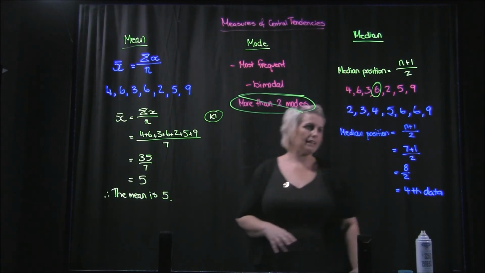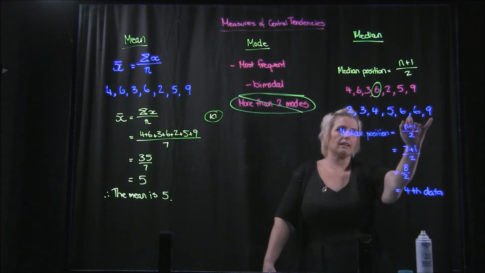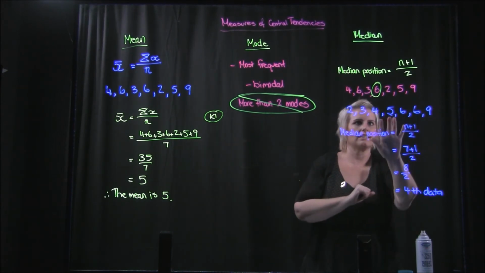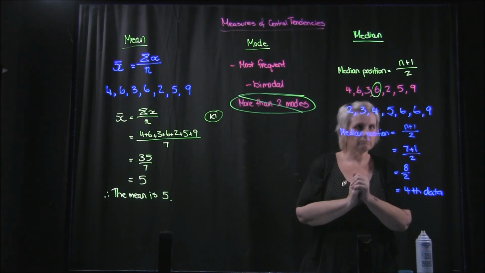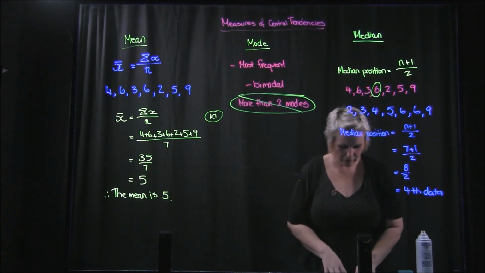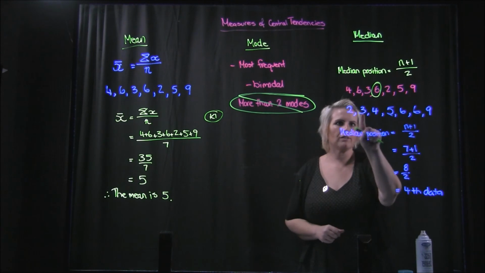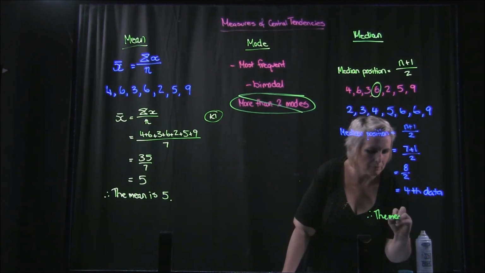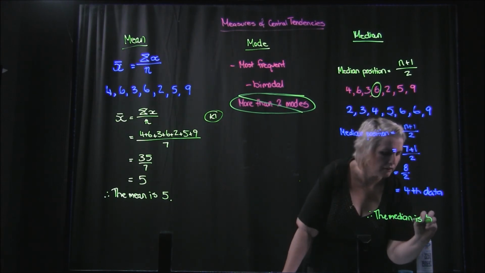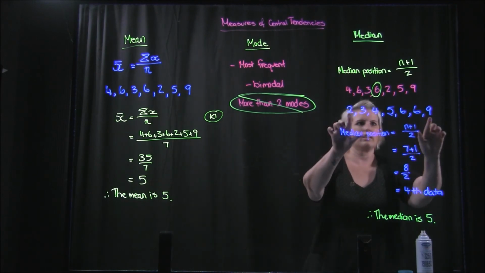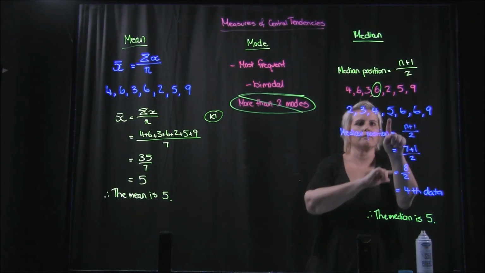Now, what's important to note is this was an odd data set. Okay, so you can see it actually sits in the middle. One, 2, 3, 4. Sorry, I actually forgot. So the fourth data, 1, 2, 3, 4, is the 5. So therefore, the median is 5. Okay. The median is 5 because it is the fourth data. So you would have done this in primary school, going through to the center.